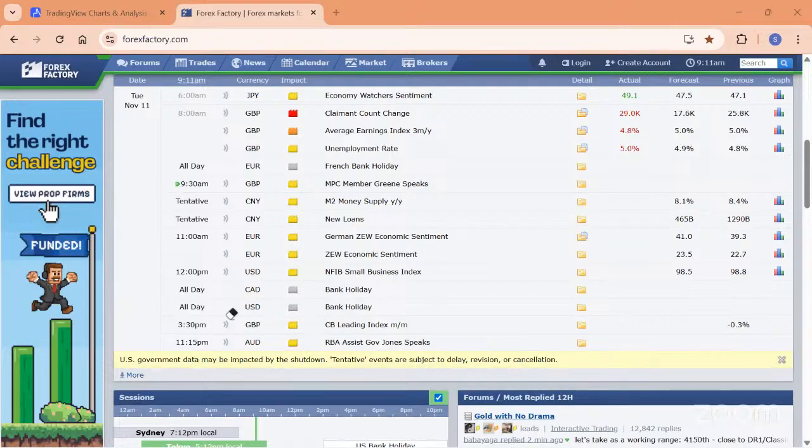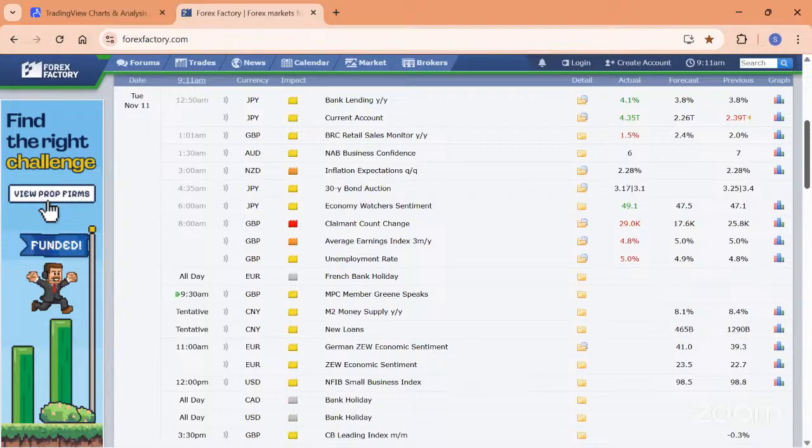Not only do we have the USD bank holiday, we also have the Canadian dollar and the French bank holiday. That one is for the euro. So today may be a little bit slow in the market. And the red folder news that we have today was GBP, which had already happened at 8 o'clock.